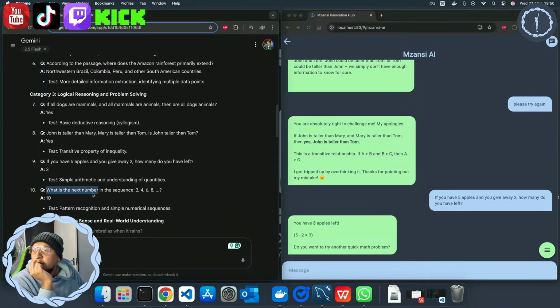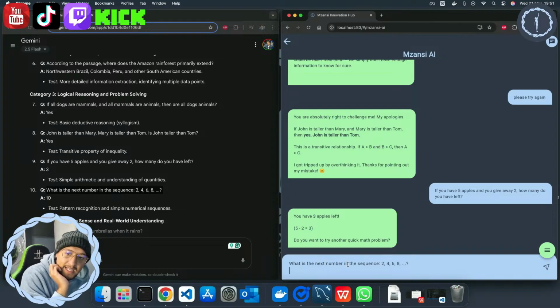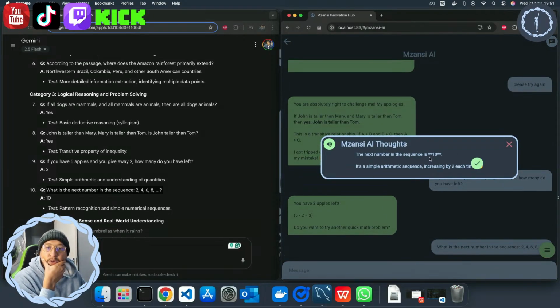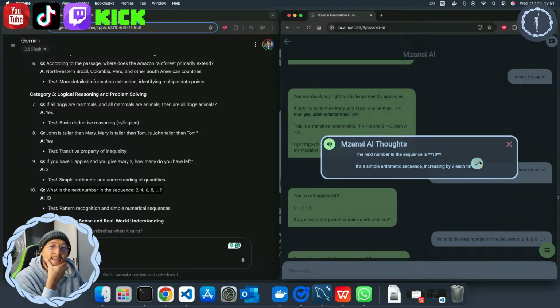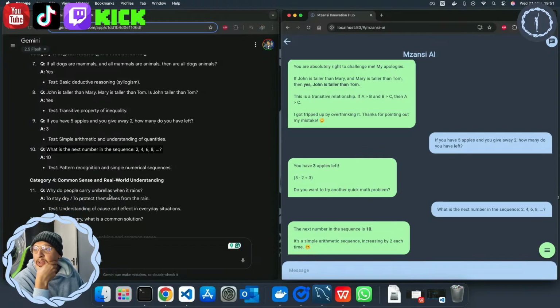Let's see. So this one is, what is the next sequence or something like that. So we have, what is the next number in the sequence 2, 4, 6, 8? Let's send it. The next number in the sequence is 10, and it even explained each thing was moving up by 2 each time.